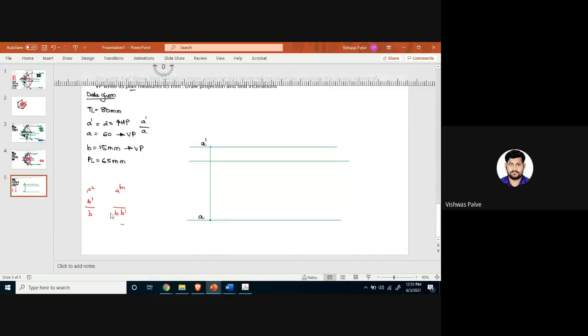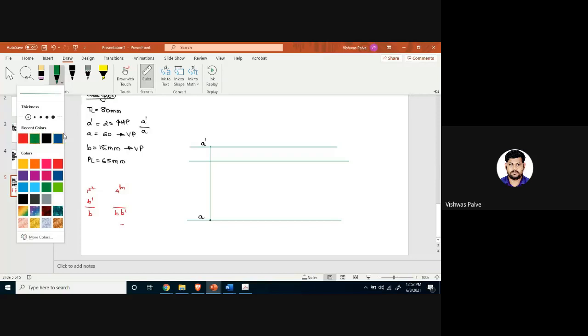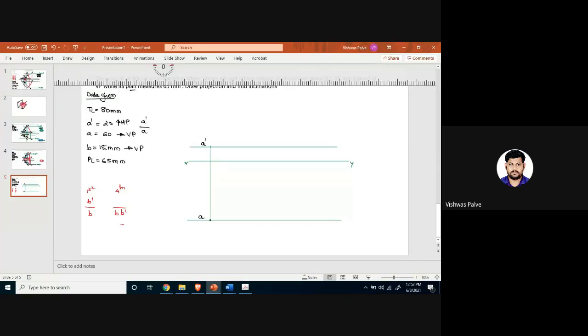Any difficulty in this? Even if it is lying in the first quadrant or the fourth quadrant, our B point, the top view, will be below the XY line. We don't know the second condition, whether it is above HP or below HP. We only know that point B is 15 mm in front of VP. Only this condition can occur, and in both cases the top view will be below the XY line. Are you getting it? So can we draw point B?